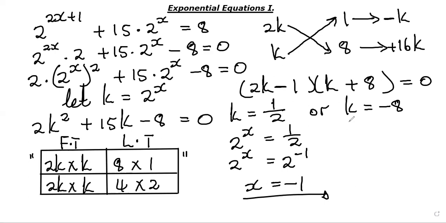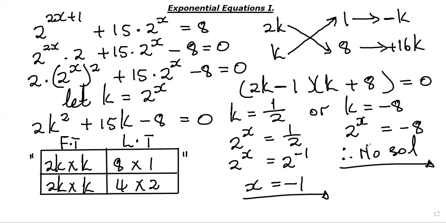Then you come to the second part, you say k is actually 2 to the x, which is equal to negative 8. But then you can see that we can't get negative 8 for any value of x that we substitute here. So because of that, unfortunately, we can't solve this. So there is no solution for this one. And then you should be happy and jumping about with this one.